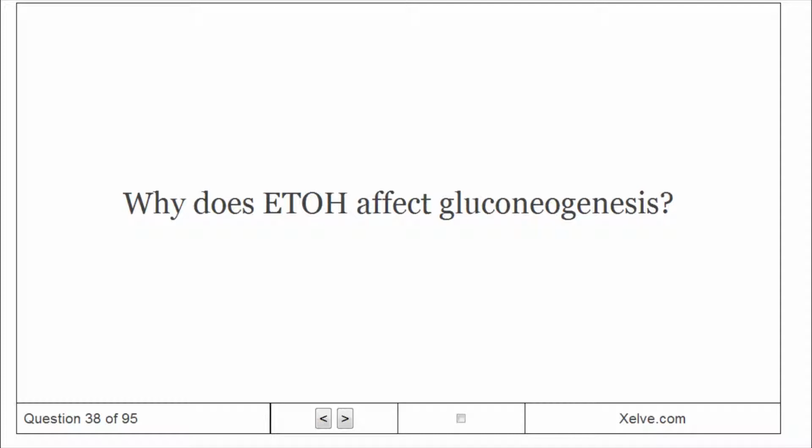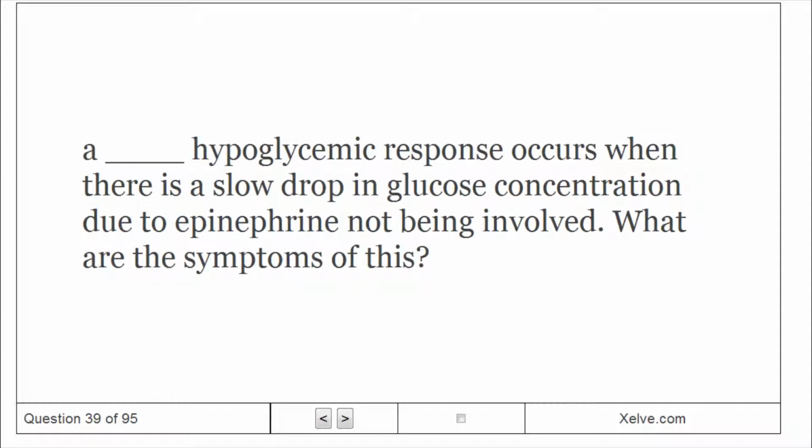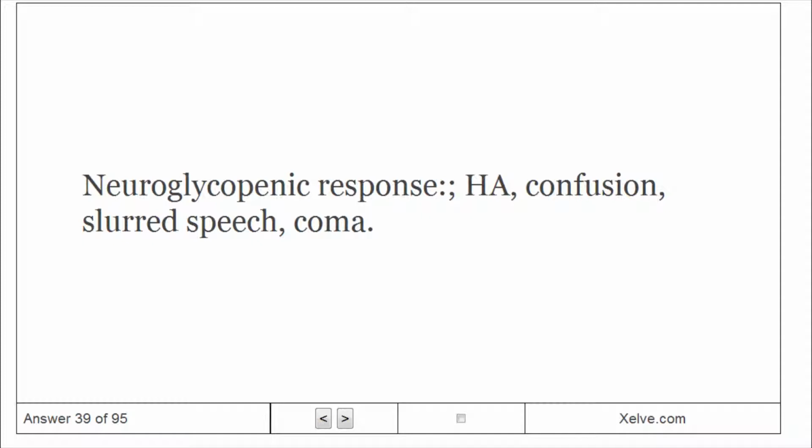Why does ethanol affect gluconeogenesis? Increased lactate formation, and ethanol metabolism increases NADH. A blank hypoglycemic response occurs when there is a slow drop in glucose concentration due to epinephrine not being involved. What are the symptoms of this? Neuroglycopenic response: confusion, slurred speech, coma.